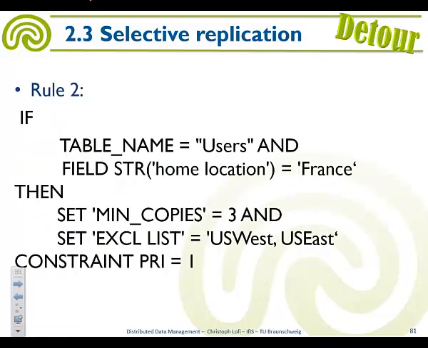But you can do this even better. So you have table level, but you have field level. Again, we're looking at the users table, but if the home location of the user is France, then, well, I like French people, so I want to have 3 copies of my data, right?